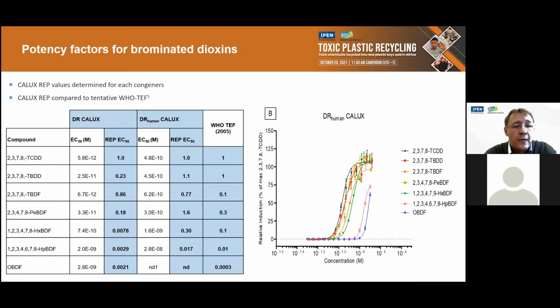Now, the first step was, of course, to see how toxic those brominated dioxins are compared to the chlorinated dioxins in those bioassays. You see here for the DR human CALUX that they are very significantly active, and they have values between 0.117 and 1.1 for those different polybrominated dioxins and furans. So very similar toxicity. You also see that the dose response curves are very similar.